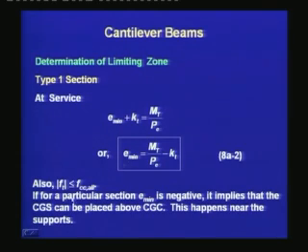Of course, we need to check that the stress at the top is less than the allowable compressive stress under service loads. If for a particular section E minimum comes out to be negative, it implies that the CGS can be placed above CGC. This happens near the supports of a simply supported beam.